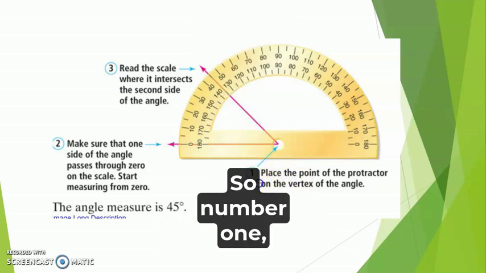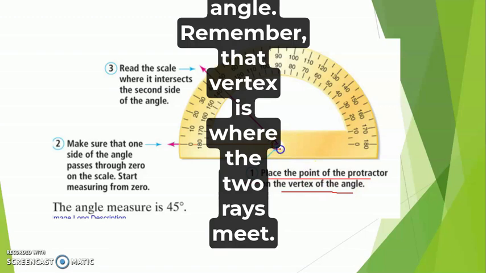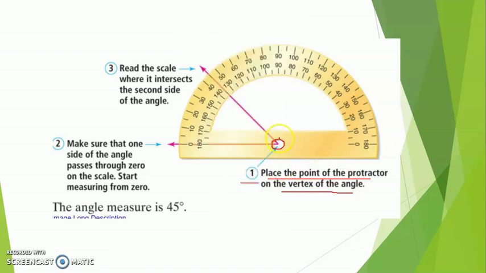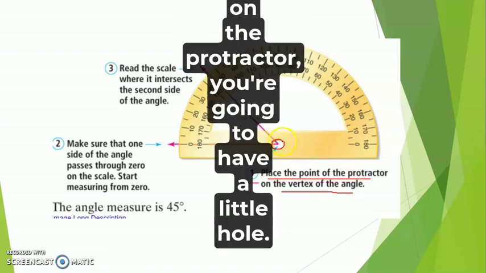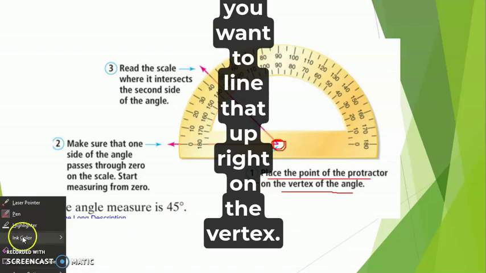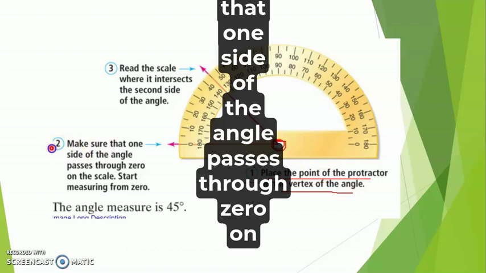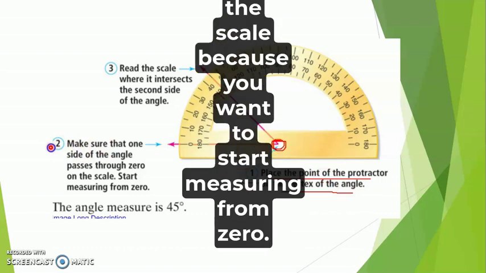So number 1, you want to place the point of the protractor on the vertex of the angle. Remember, that vertex is where the 2 rays meet. So on the protractor, you're going to have a little hole or a point, and you want to line that up right on the vertex. Okay, then number 2, make sure that one side of the angle passes through 0 on the scale, because you want to start measuring from 0.